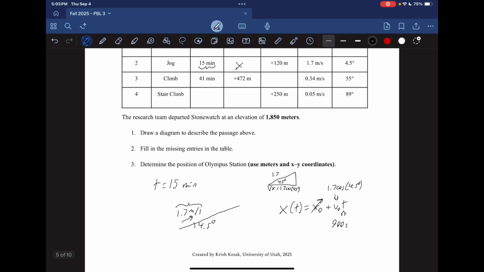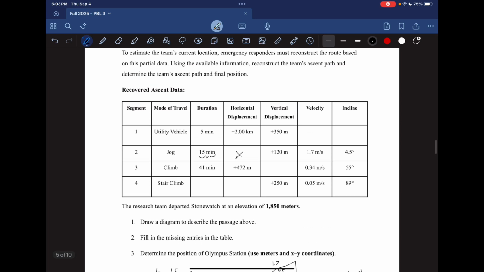I'm going to plug that into the calculator real quick. We get 900 times 1.7 times cosine of 4.5 degrees, and we get that they have a horizontal displacement for that section of their journey of 1,523.3 meters.